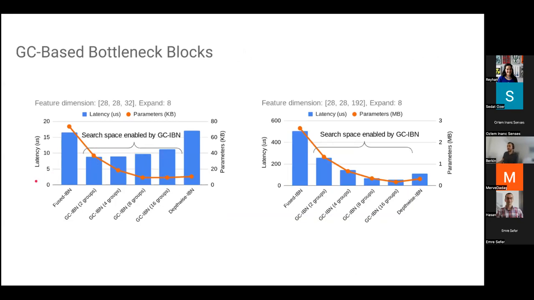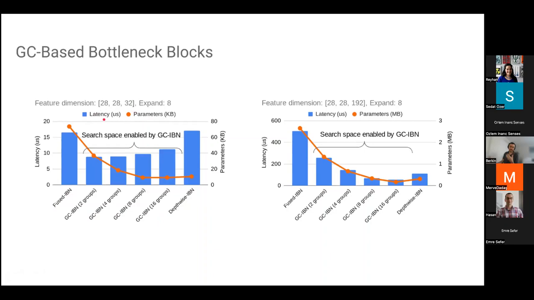So here we have the fused IBN from the first work. Depth-wise IBN, this is basically from the MobileNet. These are the ones that we introduced. So it gives us a very nice trade-off possibility, right? Parameters, you can think of them as trainable parameters. The more you have, the more accuracy that you will get potentially.